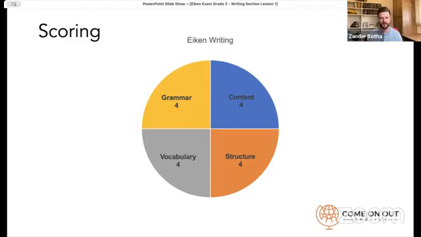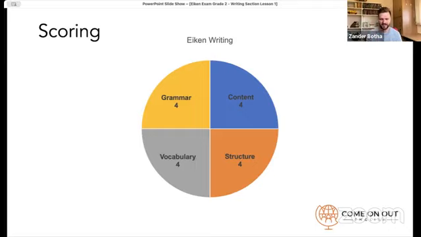The second part is content, okay? Meaning your actual reasons and your opinion. How good is your opinion? How good are the reasons that you give for your opinion? Also, 4 points for that one. Section number 3 is vocabulary. This is quite an important one. So you need to make sure you use good vocabulary in your essay, and you can also get 4 points if you use very good vocabulary.